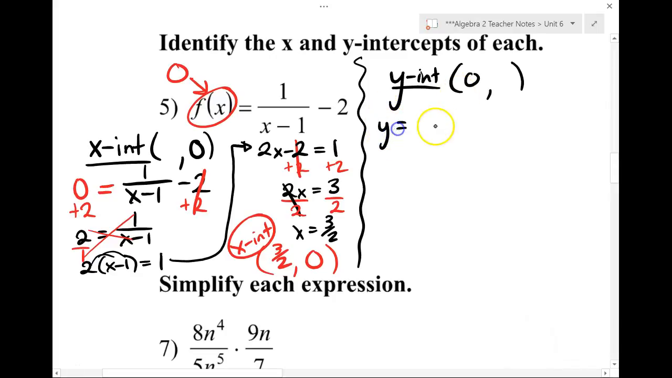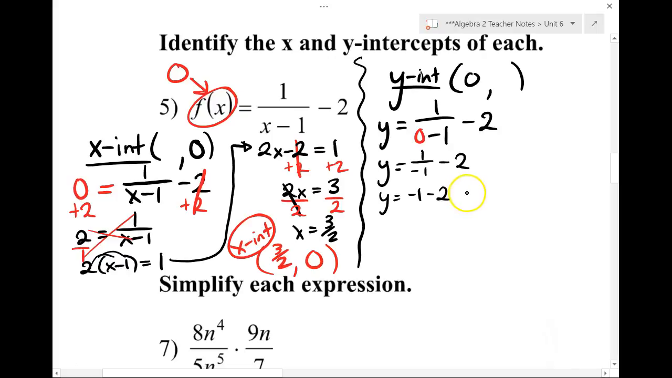So now, write the function y equals 1 over 0 minus 1, because I'm going to plug in 0 here for x, 0 minus 1 and minus 2, and now I'll just solve for y. So now 0 minus 1 is just negative 1. So now I have 1 over negative 1. And 1 over negative 1 is the same thing as just negative 1. So I have now negative 1 minus 2, which is equal to negative 3. So y equals negative 3.